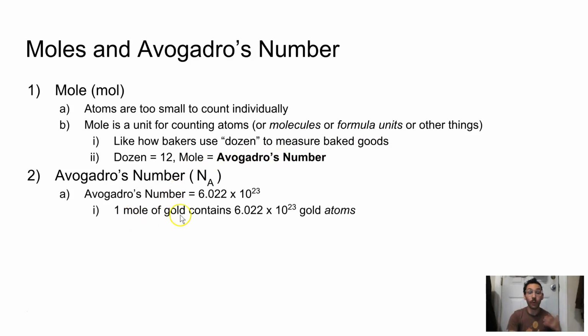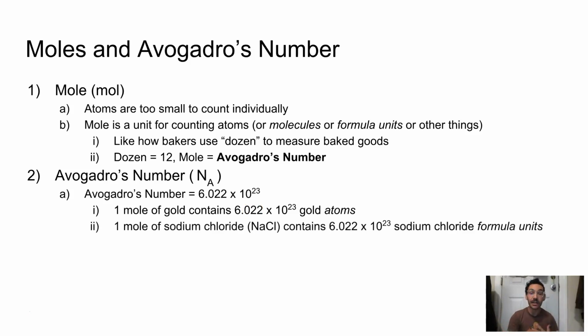So if I'm talking about 1 mole of gold, I know that that's going to contain 6.022 times 10 to the 23rd gold particles, or gold atoms. If I'm talking about an ionic compound, like sodium chloride, I know 1 mole of sodium chloride is going to contain 6.022 times 10 to the 23rd sodium chloride formula units, or NaCl's, combined together. So 1 mole of any chemical is going to have 6.022 times 10 to the 23rd particles of that chemical, the smallest particles.